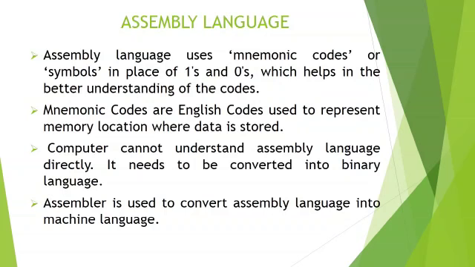The second low-level language is assembly language. Assembly language uses mnemonic codes or symbols in place of ones and zeros. After some time, when machine language was there, assembly language came. So assembly language, in the place of ones and zeros, was using mnemonic codes which were similar to some English words, which helps in the better understanding of the codes. So mnemonic codes are English codes used to represent memory location where data is stored.